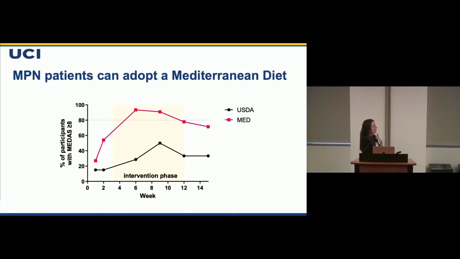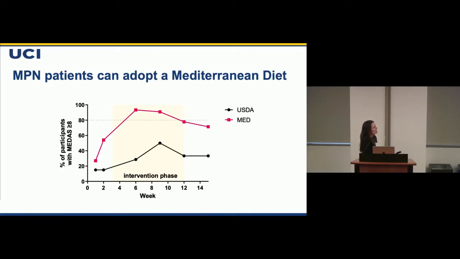So our goal for this study was to see whether, in the Mediterranean diet group, we could get at least 80% of them having a MEDAS score of at least 8 during the active intervention. And that's the pink group. We were able to achieve this at the last 12-week mark. We actually reached 78%, which was slightly below our predefined goal of 80%.